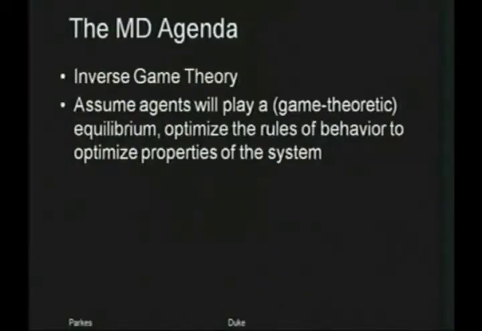The other point is just a robustness point, which is if we can get strategy-proof mechanisms, then we don't need to assume very much about the knowledge of agents about other agents. So the mechanism design agenda, then, you can think about it colloquially as being inverse game theory. You're assuming agents play at an equilibrium, and you're going to design the rules of the game so that the equilibrium has nice properties. That's the agenda.